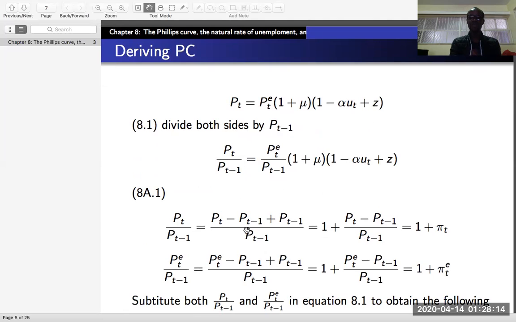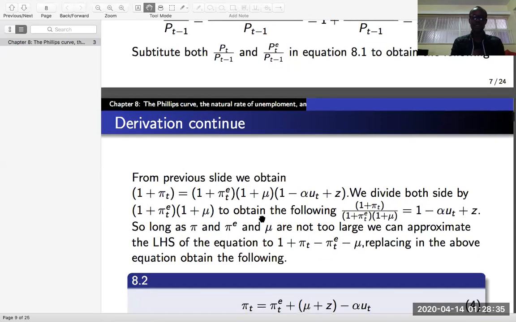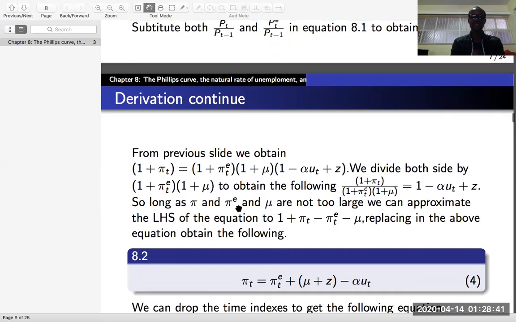Now, when you do this for the first part, you get that the ratio of price over previous price is merely 1 plus inflation, if you simplify. Similarly, the ratio of expected price over last year's price is 1 plus expected inflation. You substitute both back into equation 8.1, and then you get the relationship, which is (1 plus mu)(1 plus pi) is equal to that, as you can see.